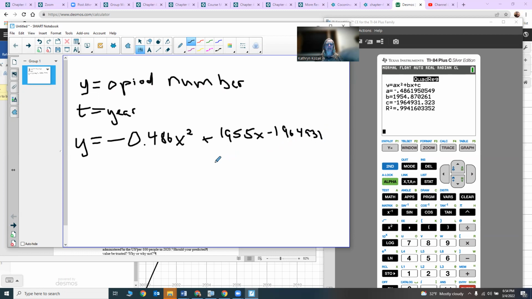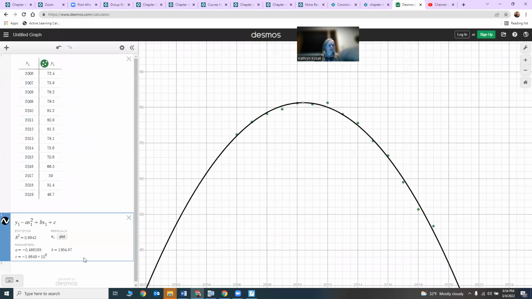If I go back to Desmos, by the way, just to show you a little bit about the Desmos there, notice it said it was negative 1.9649 times 10 to the 6. Remember, this is scientific notation. You just move the decimal place 6 places if you want to put it in standard number. So it's 1, 2, 3, 4, 5, 6. You'd have an extra 0 on the end.